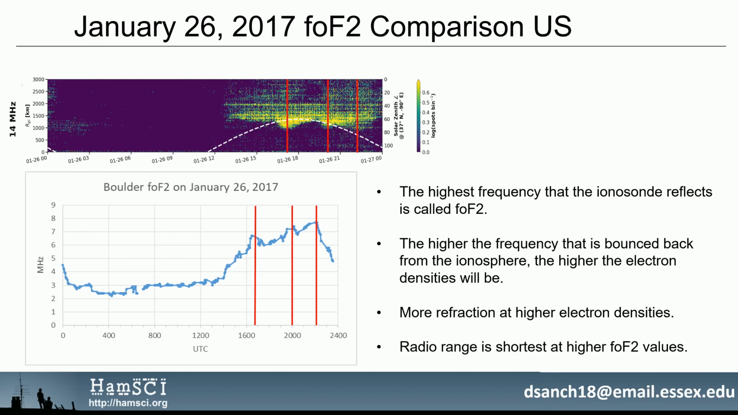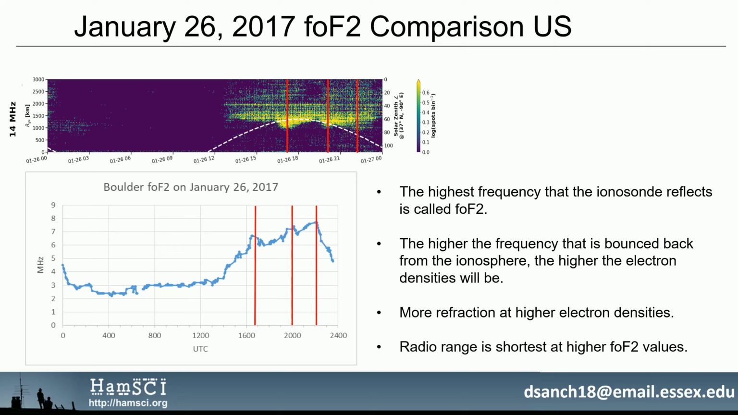foF2 is the highest frequency sent from the ionosonde that reflects back from the ionosphere. The higher the frequency that is bounced back from the ionosphere, the higher the electron densities will be. This means that radio ranges will be shorter at higher foF2 values and longer at lower foF2 values.